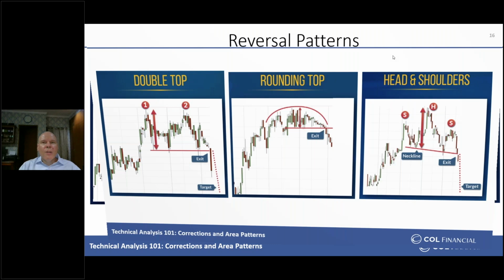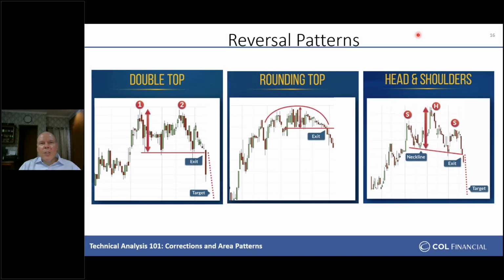Now let's look at the second type of area pattern. Those patterns we looked at earlier are what we call continuation patterns because they continue the prior trend. These are called reversals because they reverse a trend. Let's start with the first, and this is one of the more popular ones, a double top formation. Now a double top would look like this.